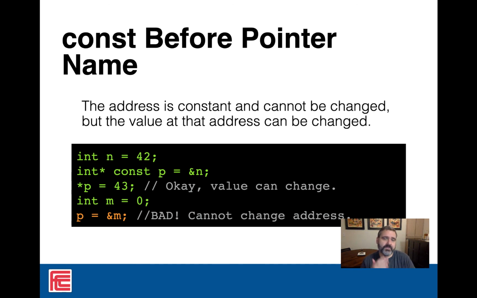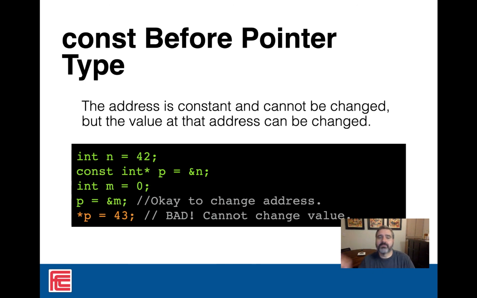But if I put the const after the type, so int pointer const p, right, then the p is a constant. I have a constant pointer, right? But the variable, the value, is not constant. That means I can change the value at that location, but I can't have that pointer point to a different location. The pointer itself is constant, but not the value.